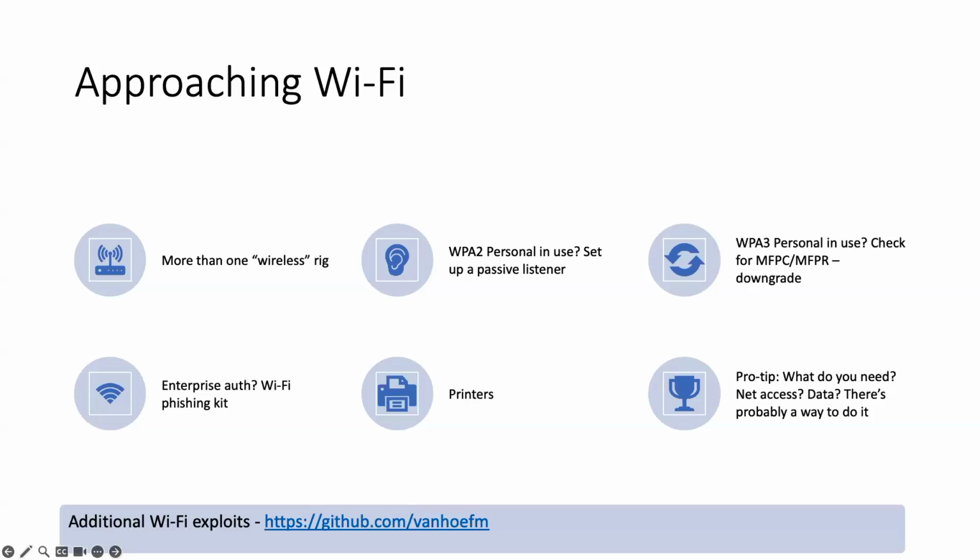Enterprise auth, Wi-Fi phishing kits. There's a ton of them out there. You could homebrew your own. You could do a multitude of things here. Then we've got printers. I'll get into that in a second. But a pro tip here is, what do you need? Do you need network access? Do you need data about a specific user or application? There's probably a way to do it with Wi-Fi. And there's some additional Wi-Fi exploits that I've provided at the bottom of the slide. Hopefully I'll be able to make this presentation available afterwards.